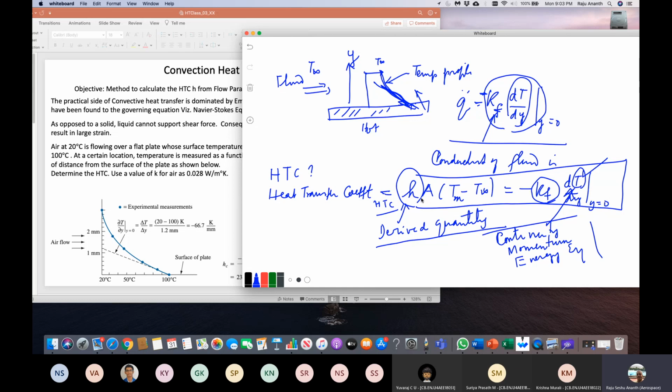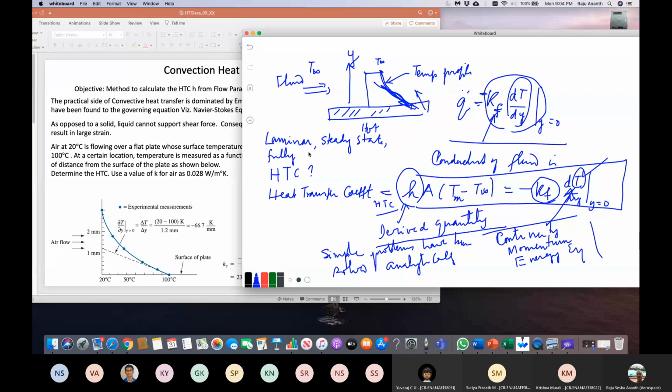So the process is involved, and only very simple problems have been solved analytically. For example, laminar, steady state, fully developed flow. Let me explain all those terms.